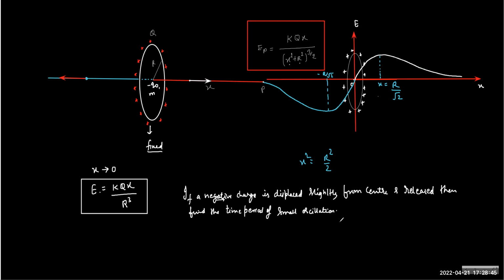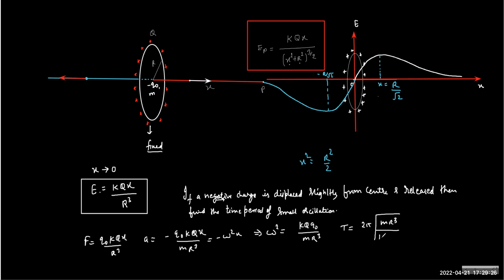Yeah. So let me just check. The force will be simply q naught into kqx by r cube, right? Yes, sir. And so the acceleration is minus q naught kqx by m r cube, right? Yes, sir. Which you compare with omega square x, and you will get the omega square value, which is kqq naught by m r cube, and the rest is 2 pi by root of that. So this answer, right? Yes, sir. Very good. It's the right answer. So we got the crux. So now we can do a slightly more involved problem.